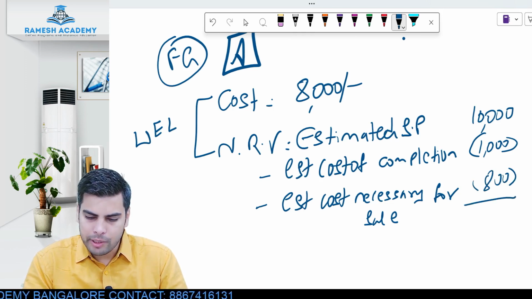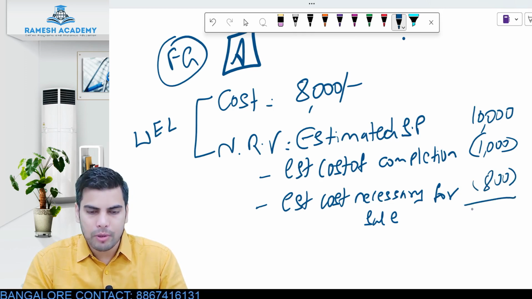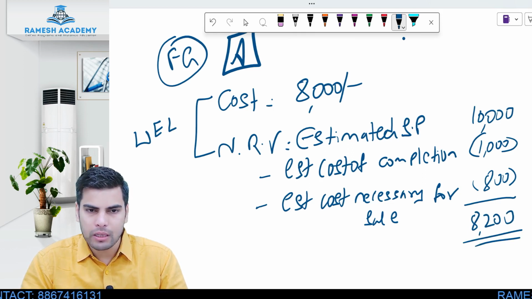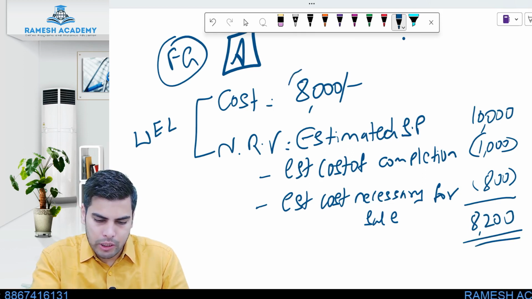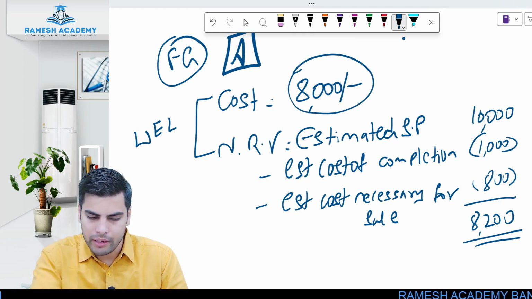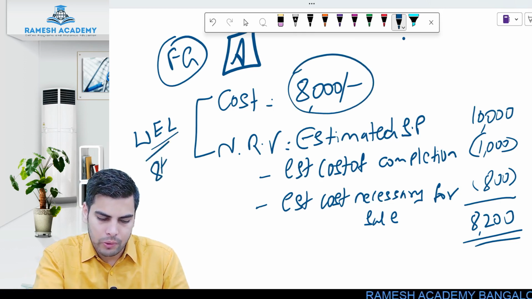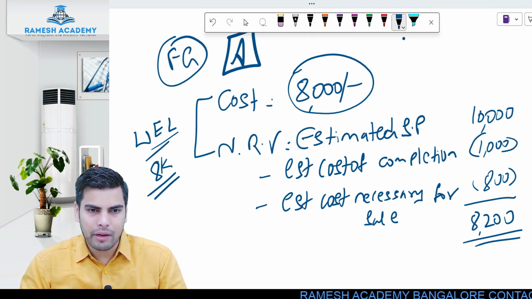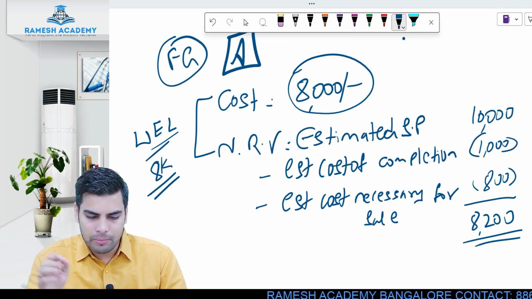Now how much would be the net realizable value? The net realizable value over here would be 8,200, correct? 8,200 rupees would be the net realizable value. So this particular inventory should be valued either at 8,000 or 8,200, whichever is less. So it will be valued at 8,000 rupees. Very simple concept, guys. So when I say net realizable value, it is a simple thing.